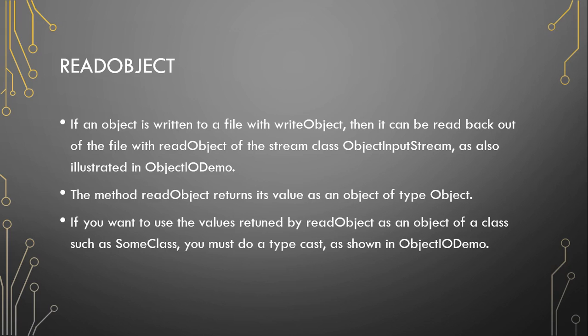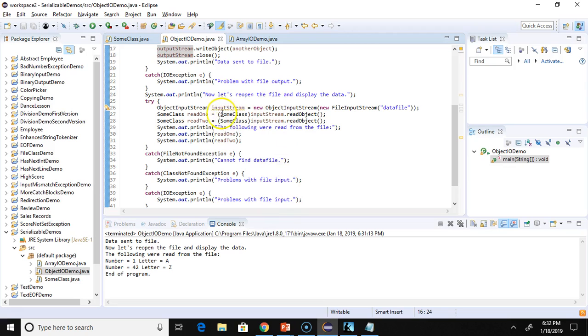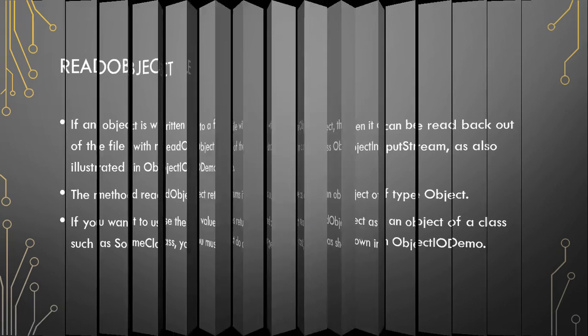The method readObject returns values as a type Object. So if you want to use values returned by readObject as an object of a class such as SomeClass, you must do a typecast as shown in the I/O demo. All right, and of course you can see here is the typecasting right here, SomeClass.